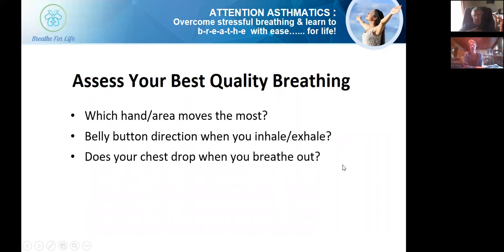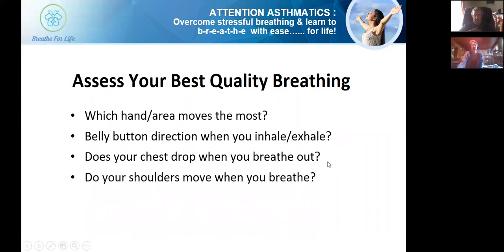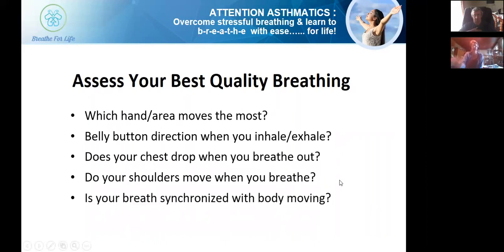Does your chest drop when you breathe out? Do your shoulders move when you breathe in? Do your shoulders drop when you breathe out? Okay, is your breath synchronized with the body moving? So what I mean by that is when you take a breath in and the movement stops, are you still breathing or has your breath stopped before your body's moving?